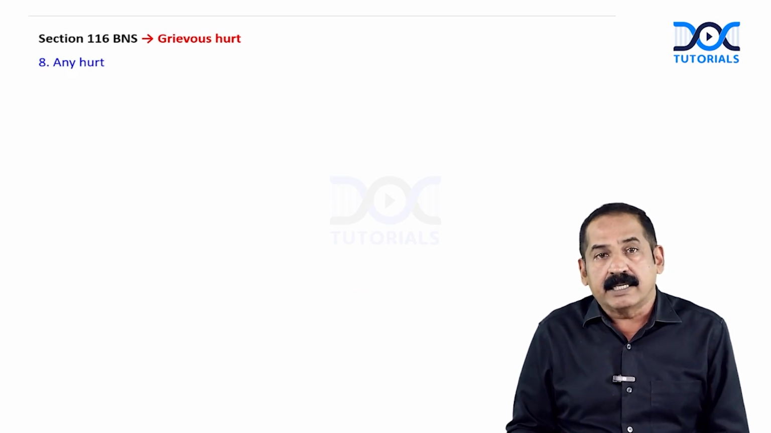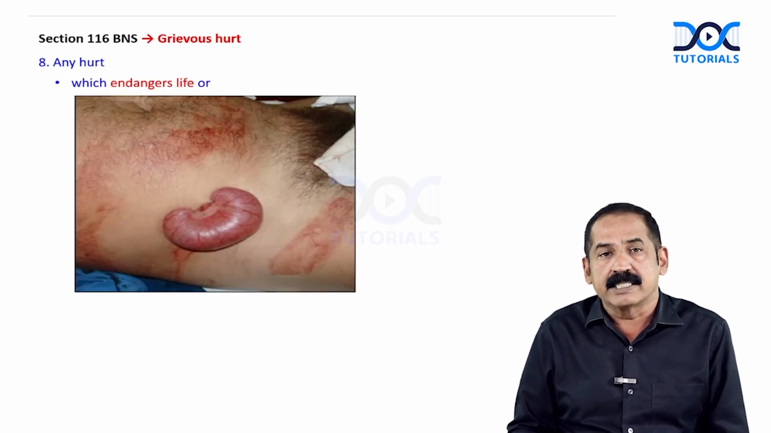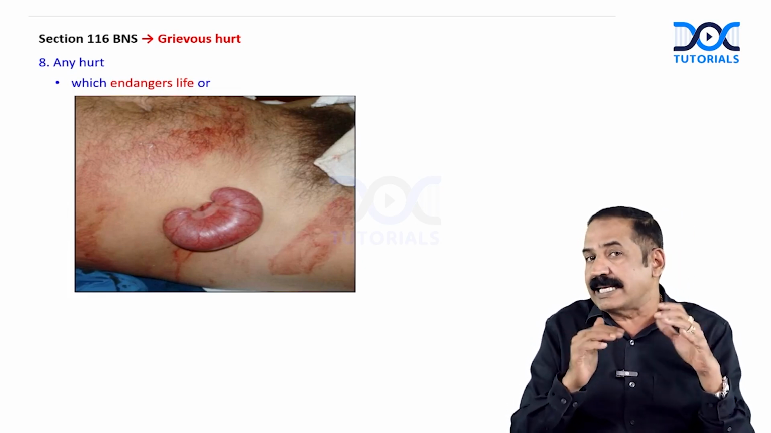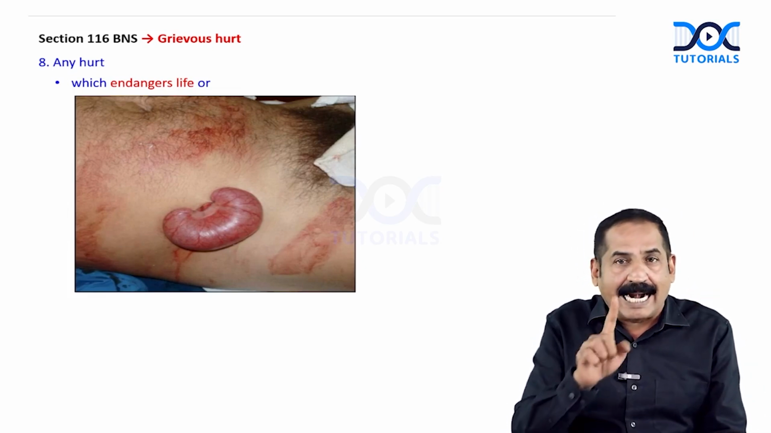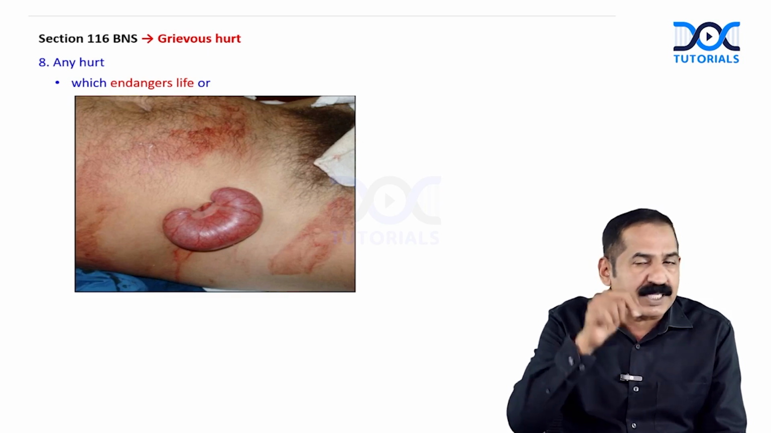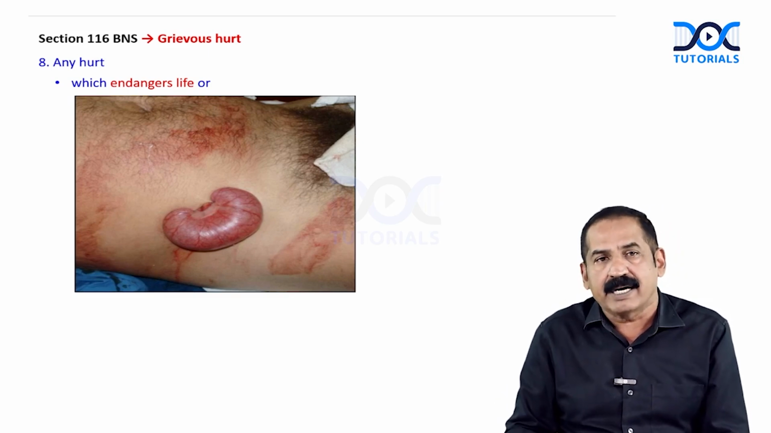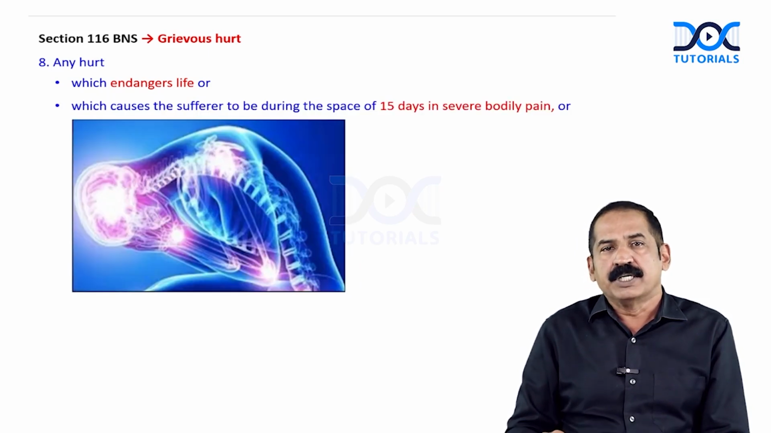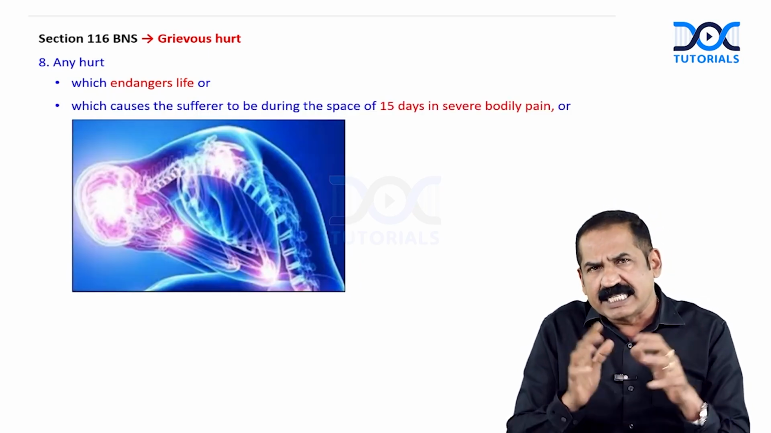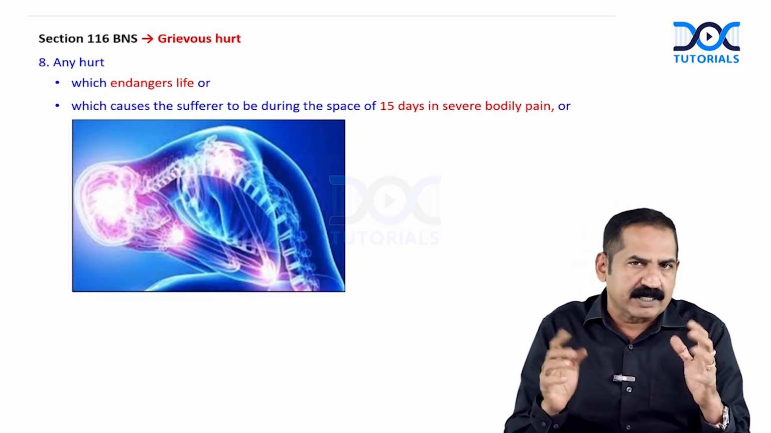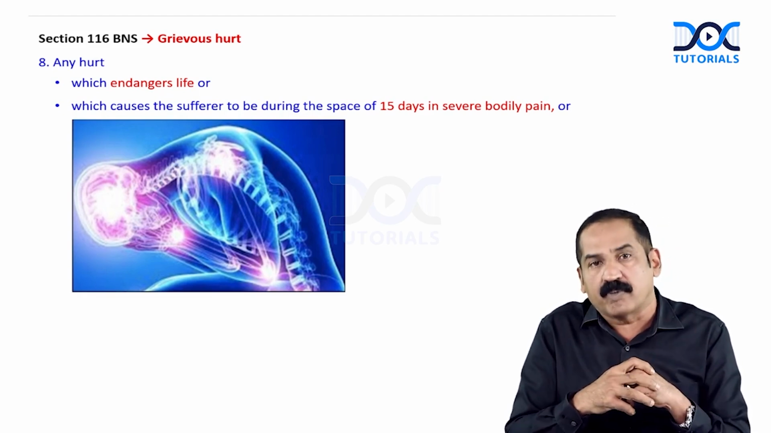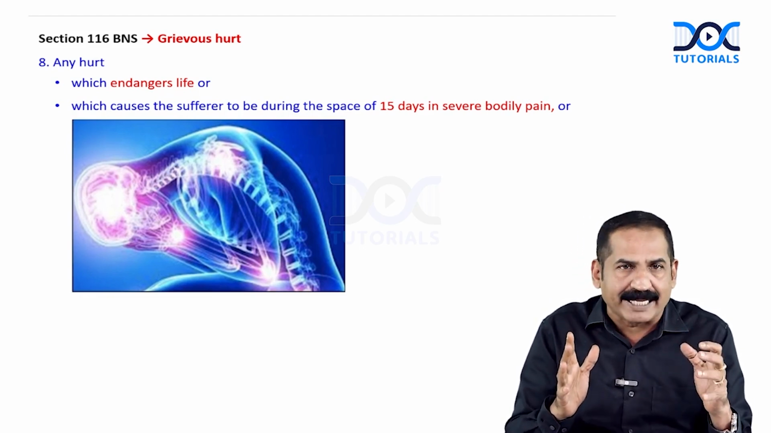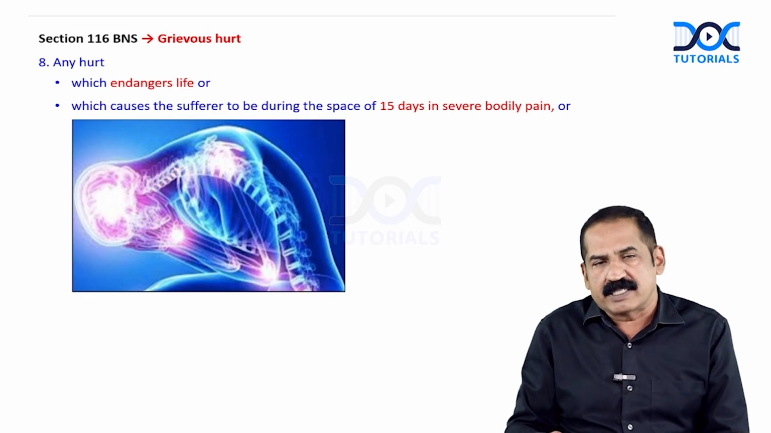Number 8, any hurt which endangers life. For example, a stabbing into the abdomen. It does not fall under any of the other 7 clauses, but it endangers the life of the person because it may give rise to peritonitis, septicemia, and death. Or which causes the sufferer, during the space of 15 days, severe bodily pain. Say, for example, multiple contusions over the body, where he suffers severe pain for a minimum period of 15 days, it falls under grievous hurt.